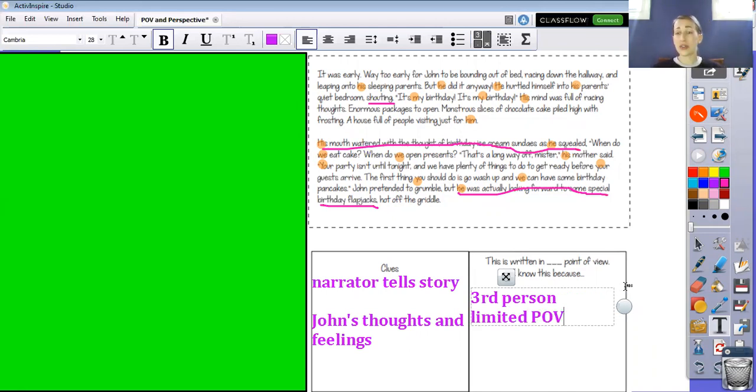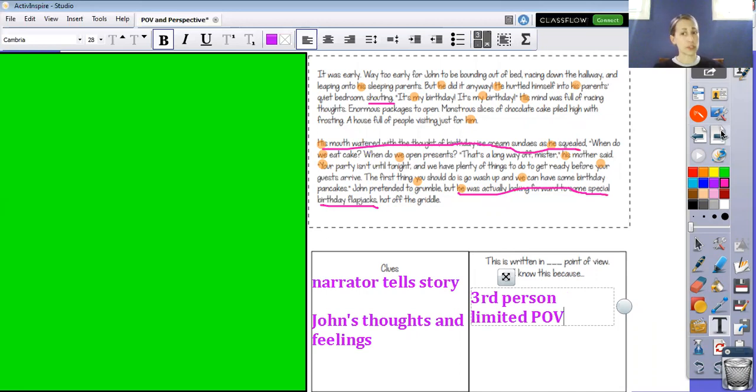So that is the easiest way to identify point of view, is by going through, finding your pronouns. And then if your pronouns don't tell you exactly, you need to look for who is telling the story, as well as what characters' thoughts and feelings do you know.